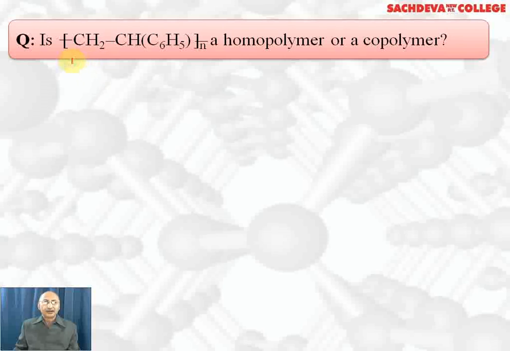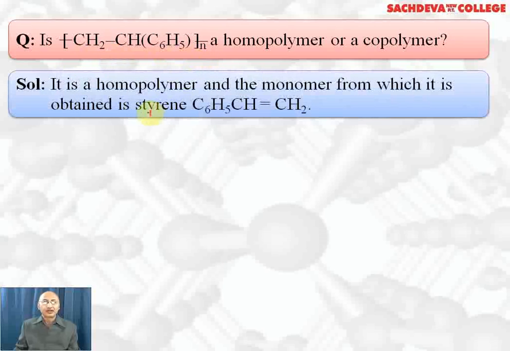There is a question: is this CH2-CH(C6H5) a homopolymer or copolymer? Answer: it is a homopolymer of styrene. It can be called polystyrene because there is only one type of monomer, that's why it is called a homopolymer.